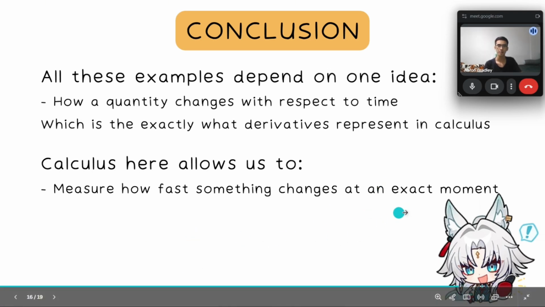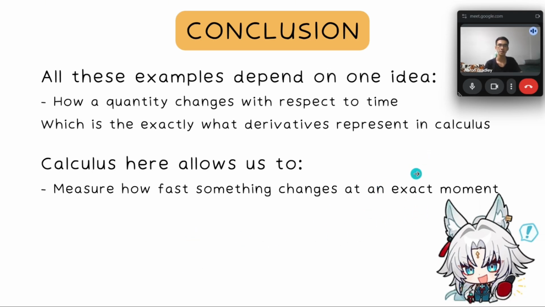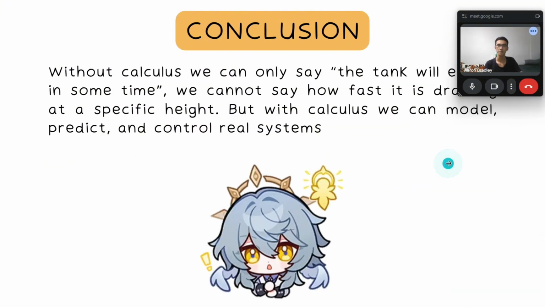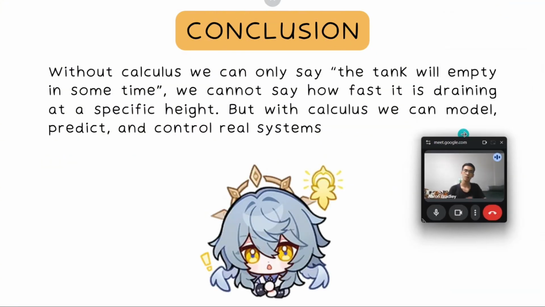Calculus here allows us to measure how fast something changes at an exact moment. Without calculus, we can only say the tank will empty in some time. We cannot say how fast it is draining at a specific height. But with calculus, we can model, predict, and control real systems.